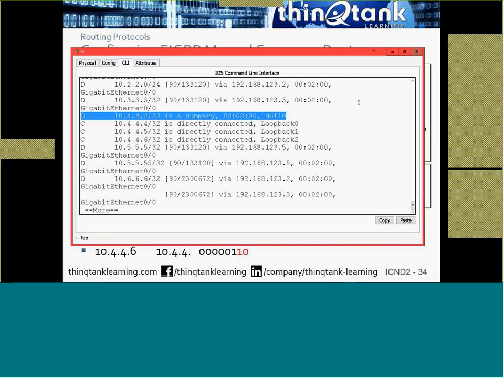No, because that's just a network statement. It has nothing to do with summarization. You were just using that to include multiple interfaces in the EIGRP routing process.